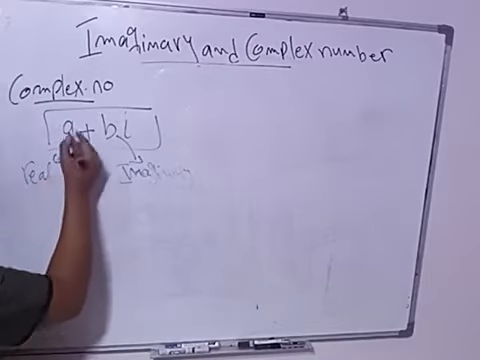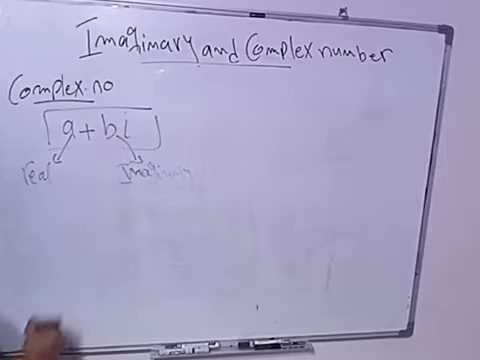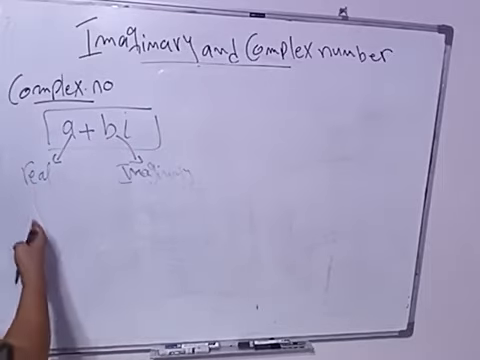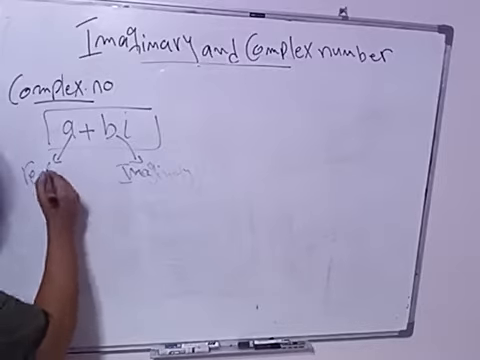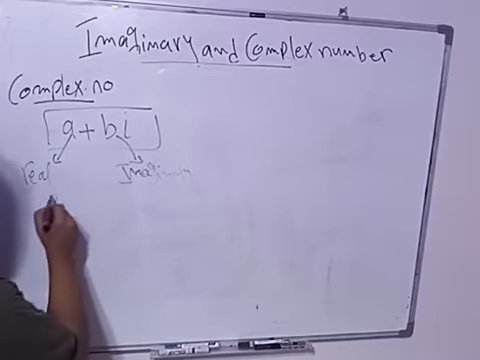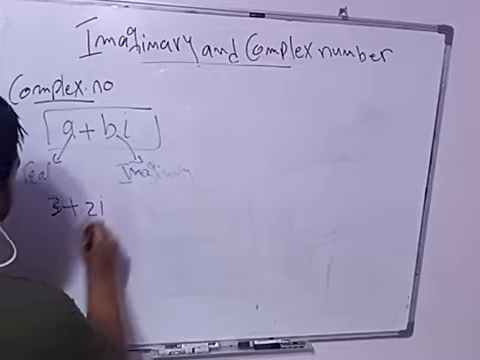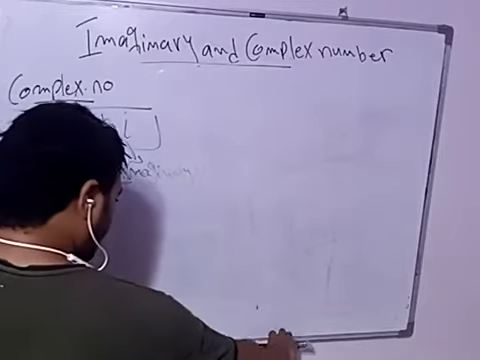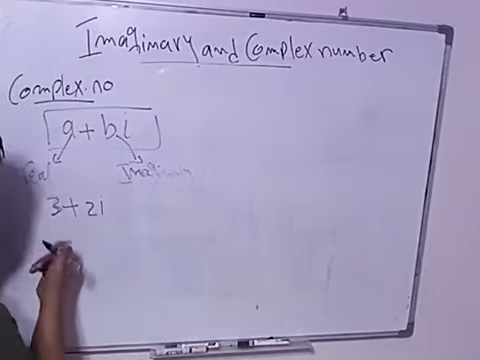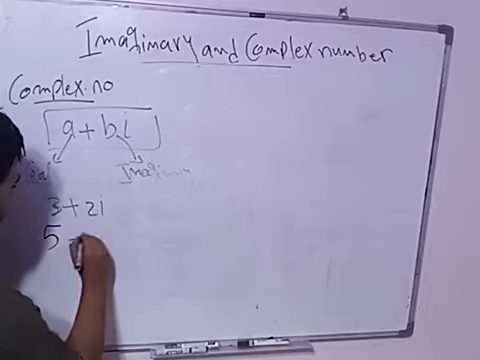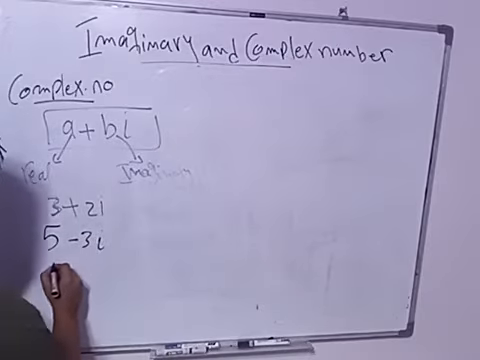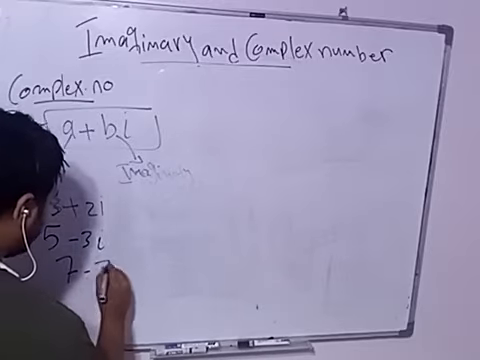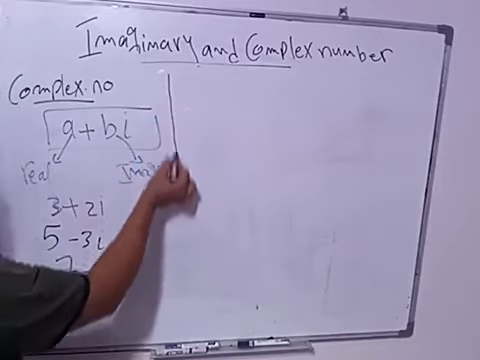So any number like a plus bi is a complex number consisting of two parts: the first is a real number and the other is imaginary. For example, 3 plus 2i, like 5 minus 3i, and 7 minus 7i. These are examples of complex numbers.